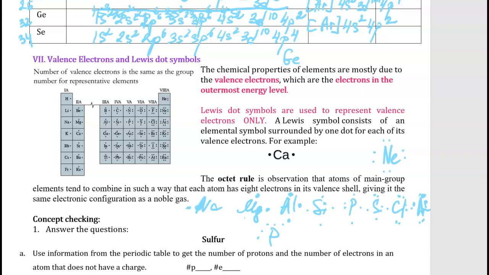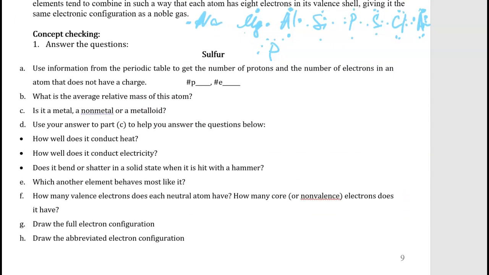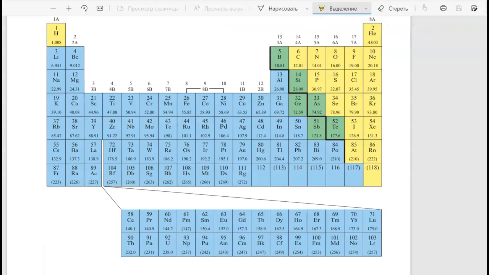And now let's move on to concept checking. You need to answer the questions and we can do it together. Sulfur. Please use the periodic table. Now you know why you need these symbols of elements, because you know how to pronounce them and how to symbolize each element. So sulfur, its symbol is S and its atomic number is 16.